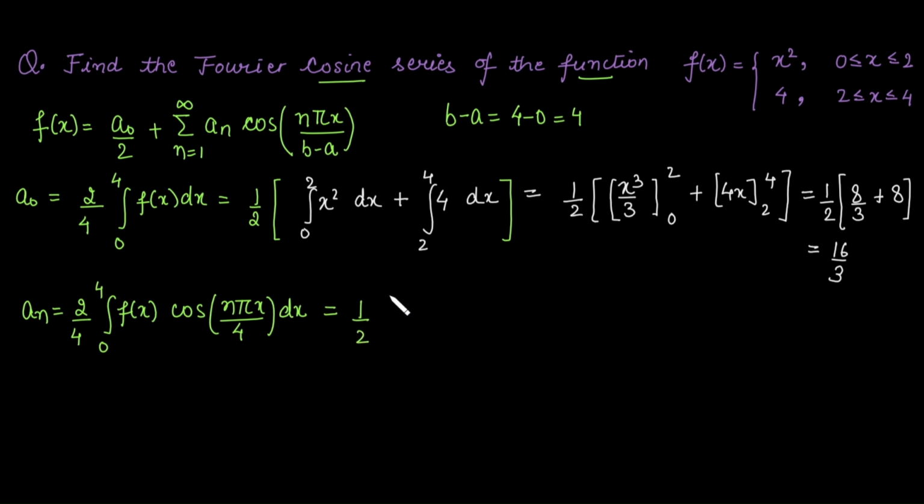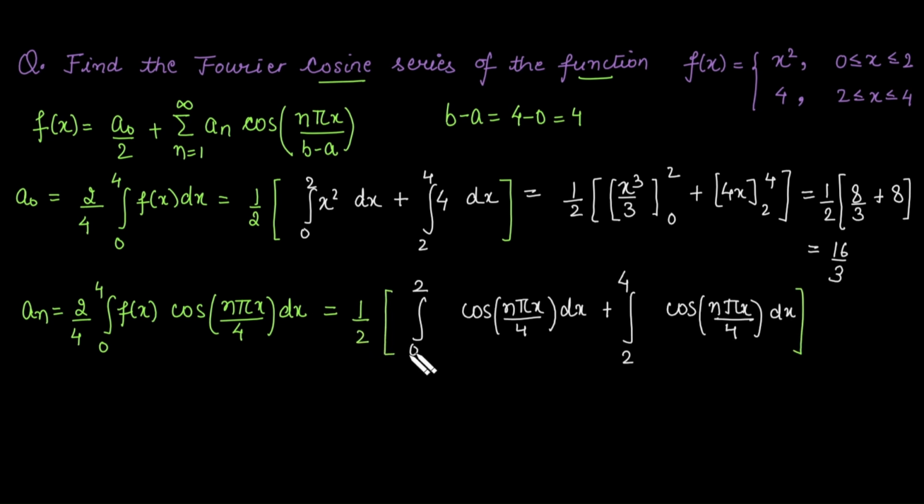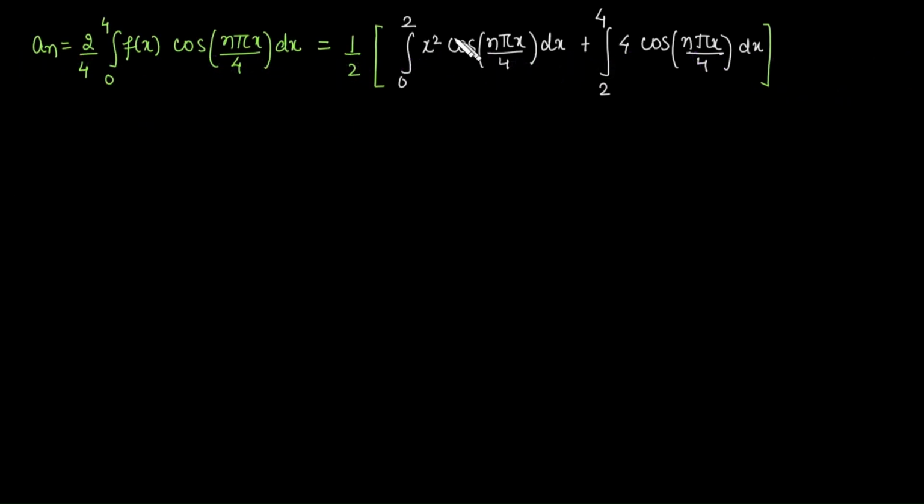Again we will split this integration into two parts. From 0 to 2 the function is x square, and from 2 to 4 the function is 4, and the rest of the terms are as it is. Now how to evaluate this integration? Again we are getting two functions of x. This is the algebraic function and this is a trigonometric function. So we will take the algebraic function as the first function and trigonometric as the second function using ILATE. Whereas in this case we are only getting one function of x, that is cos. So we can directly take its integration.